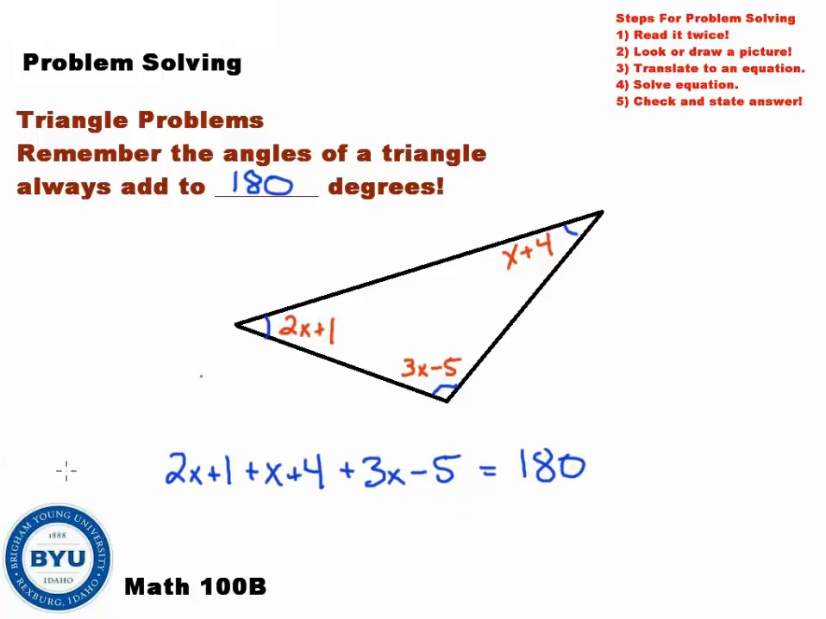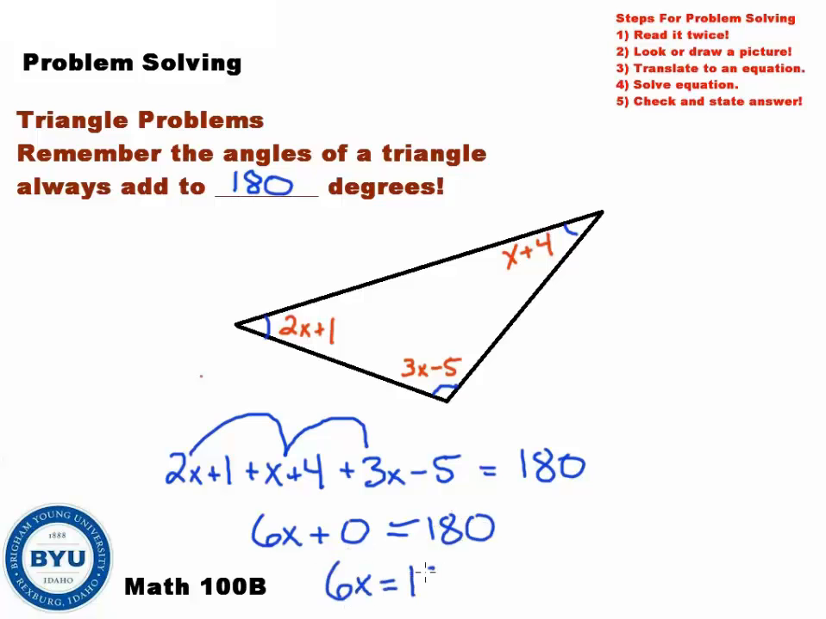We then can combine our like terms like normal. 2x plus x plus 3x. Let's see, 2x, 3x. That's 6x. Plus, this is 1 and 4 minus 5, that just comes out to be 0, equals 180. We then divide both sides by 6, and we get x equals 30.